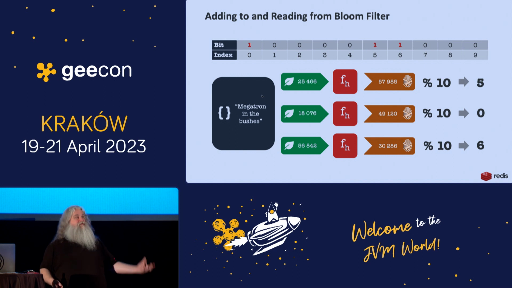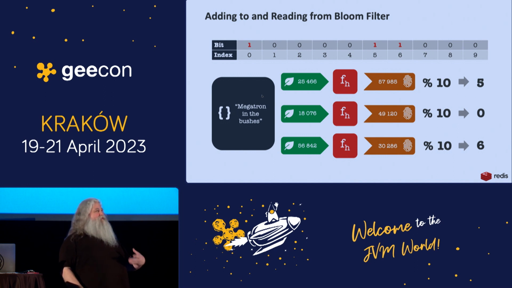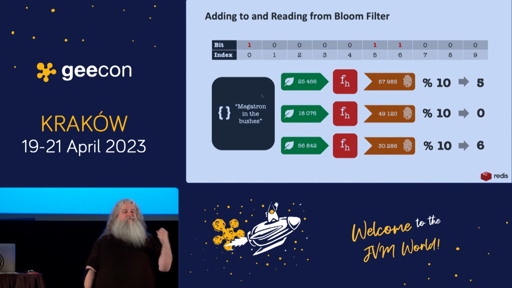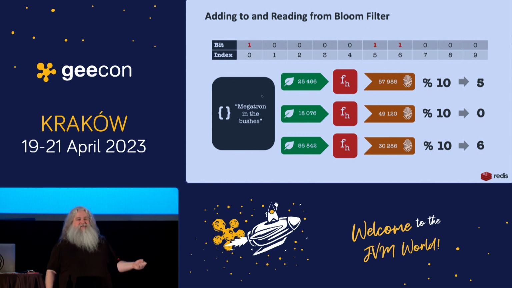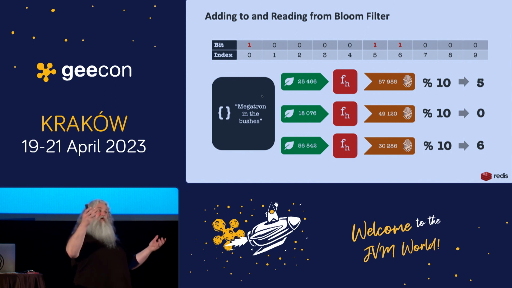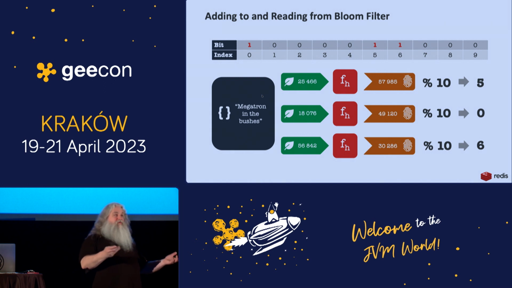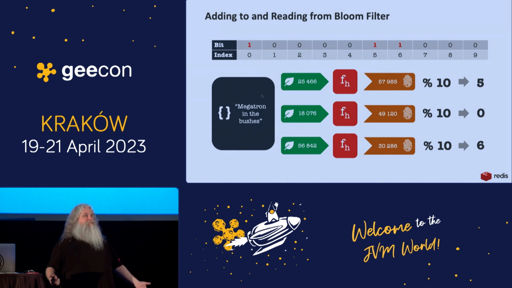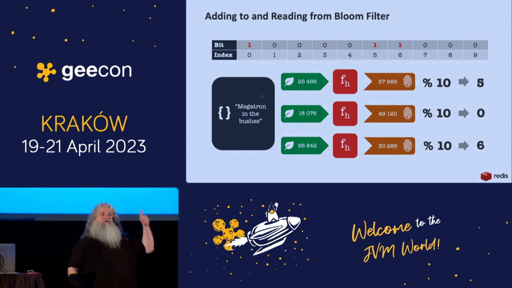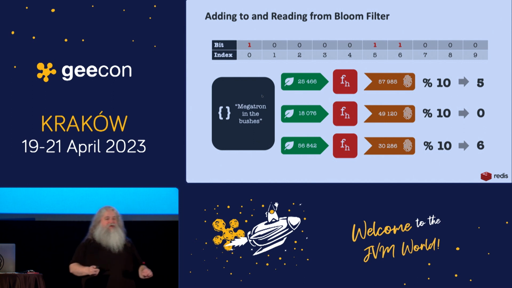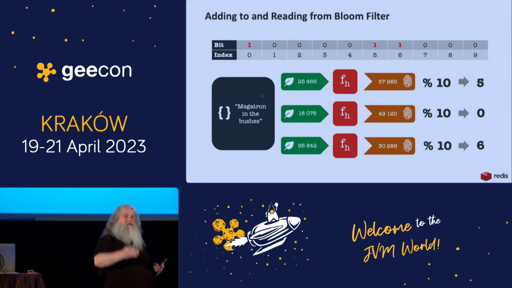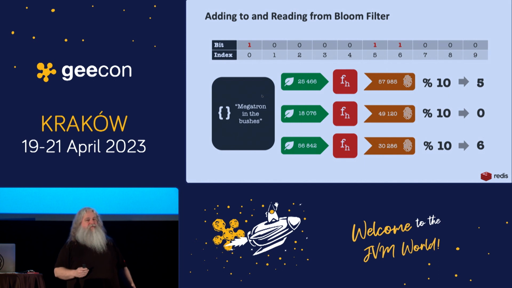Now when we go to test Megatron in the Bushes for membership, when we ask, is Megatron in the Bushes actually in the Bloom filter, we go through that exact same process. We will get the same indices, and then we can go read them and ask, are these all 1? If they're all 1, probably. If any of them are 0, definitely not. And you can see why that works, because the only way something goes from 0 to 1 is because you set it. So if you check again and there's a 0 there, someone definitely did not put that value in there.